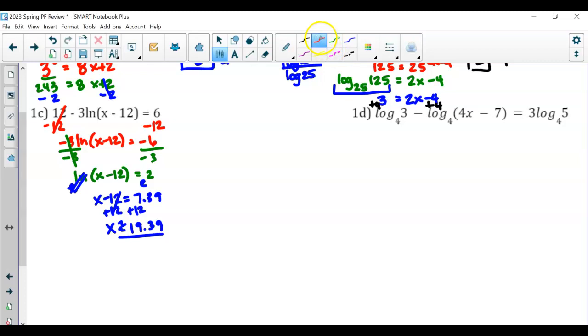So like, for example, I see here that we are subtracting, and subtracting means division. So I've got log base 4 of, we are dividing 3 by 4x minus 7. And that is equal to, now notice we do have this coefficient, which can be written as an exponent. That's our other log property here. So log base 4 of 5 to the third power. So now notice in this problem, you have the two logs that are set equal to each other. So now they just cancel out.